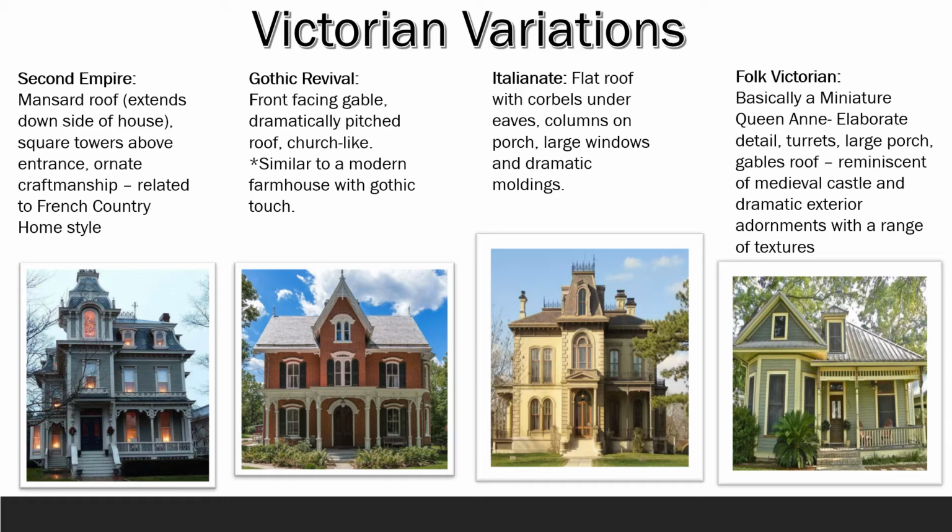There's the Second Empire that you can see has the mansard roof, the Gothic Revival that has more of a church look to it, with a little Gothic touch. The Italianate blends the Second Empire, but it has more corbels under the eaves and large columns, very dramatic moldings. And then there's the folk Victorian that I've seen a lot of in Franklin, Tennessee. It's basically the Queen Anne, which is very elaborate detail, but in a miniaturized version, kind of like a bungalow.